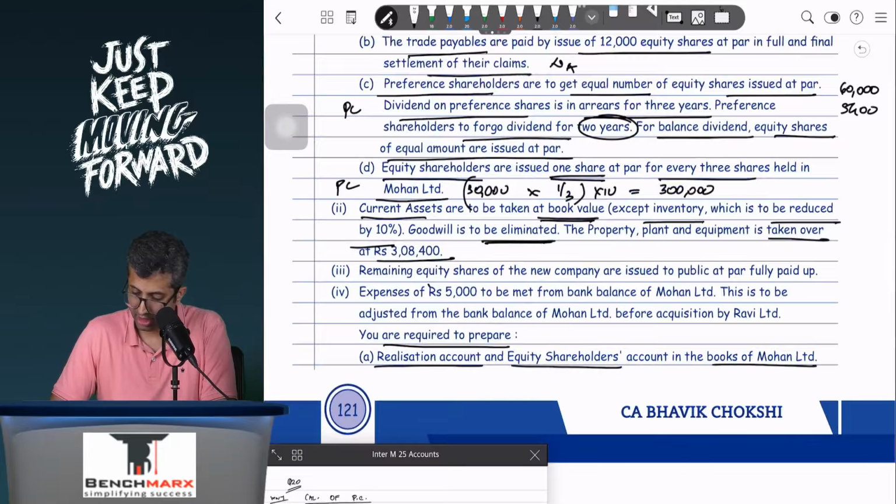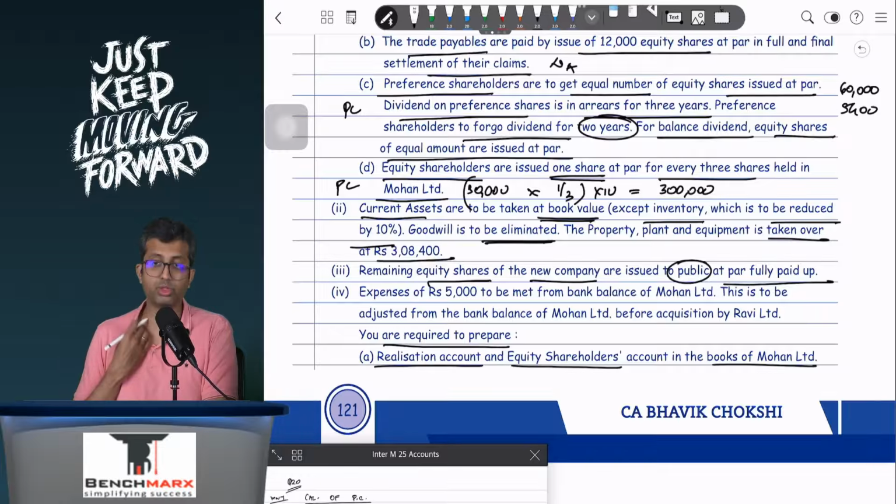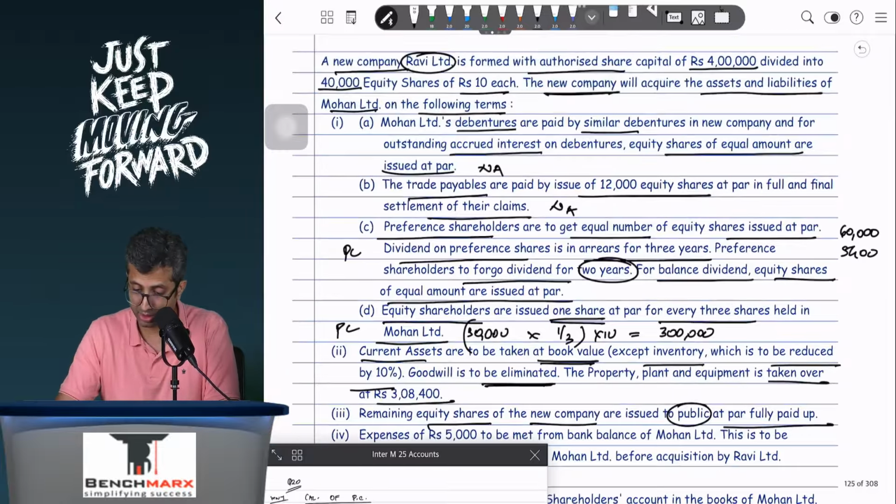The remaining equity shares of the new company are to be issued to public at large at par fully paid up. Remaining equity shares, how will you find? Well, there is a total 40,000 equity shares. Against this 40,000 equity shares total limit, what have you done? You have issued preference shares, will get equal number of equity shares. So out of the 40,000 authorized, I can say 6,000 are issued to preference shares.